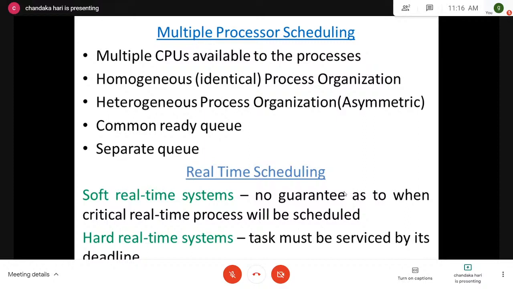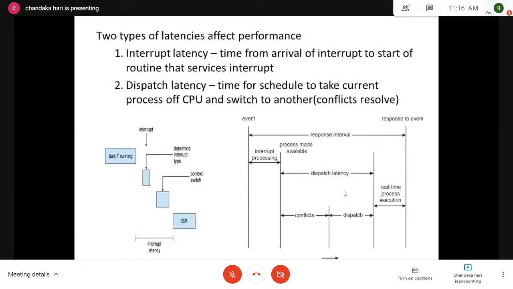But this kind of scheduling does not guarantee when a critical real-time process will be scheduled. Why? Because if two processes require a response at the same time with the same deadline, we cannot process both. So there are some possibilities, and we'll see.